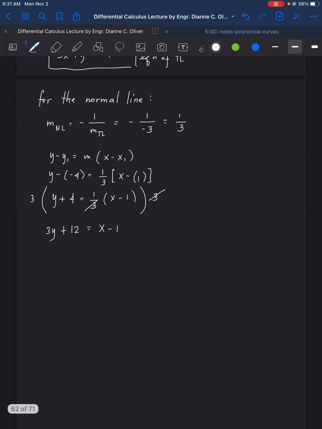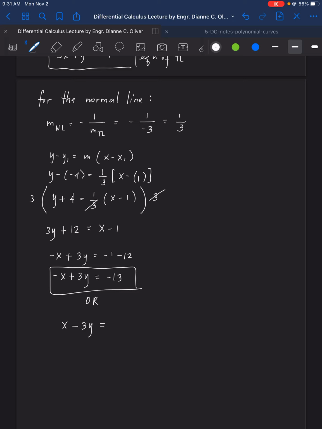Simplify further. So we have negative x plus 3y equals negative 1, negative 12. So negative x plus 3y equals negative 13. So this is now the equation of the normal line. Or, you can have it positive x minus 3y equals positive 13. Just distributed the negative. So either of these two can be used and they are still the same.